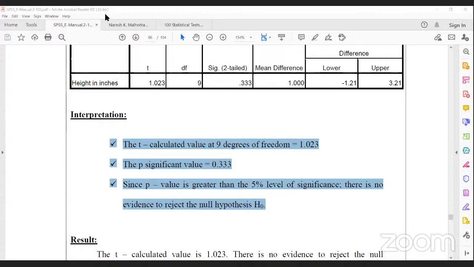Sorry for the interruption. Tell me, you are telling something about single tail and two tail. Sir, I've sent you a screenshot. Okay, where, in the chat box? Yes, sir, personally. Okay, one minute.